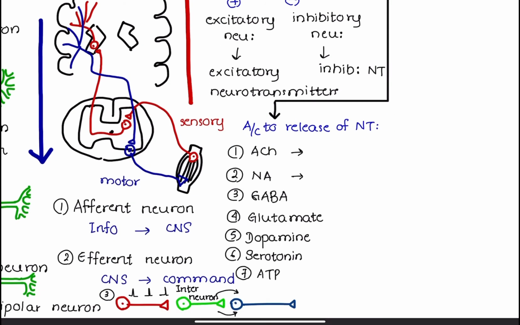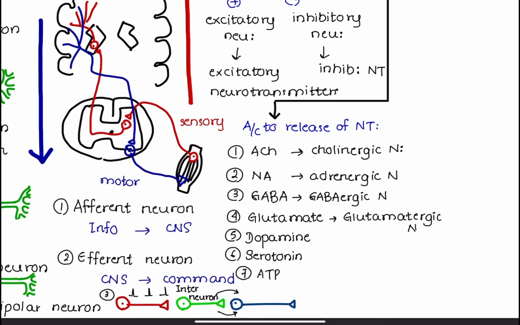Neurons producing acetylcholine are called cholinergic neurons. Noradrenaline, noradrenergic neurons. GABA, GABAergic neurons. Glutamate, glutamatergic neuron. Dopamine, dopaminergic neuron. Serotonin, serotonergic neuron. And ATP-producing neurons are called purinergic neurons, respectively.